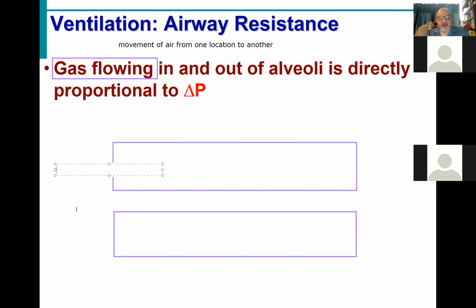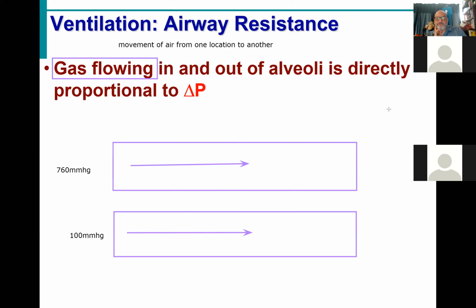Over here, I have 760 millimeters of mercury. And over here, I have 100 millimeters of mercury. In which of these two tubes is the air going to move faster? Are we going to get more flow on the top, or are we going to get more flow on the bottom? More flow on the bottom.